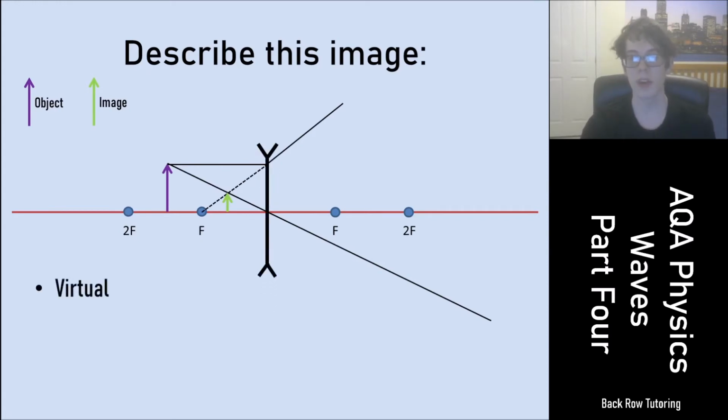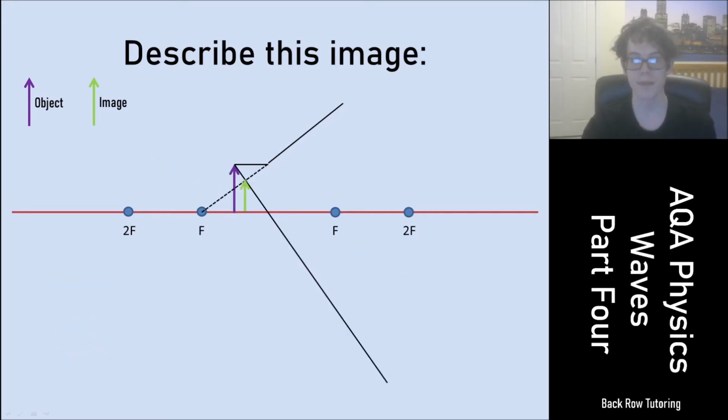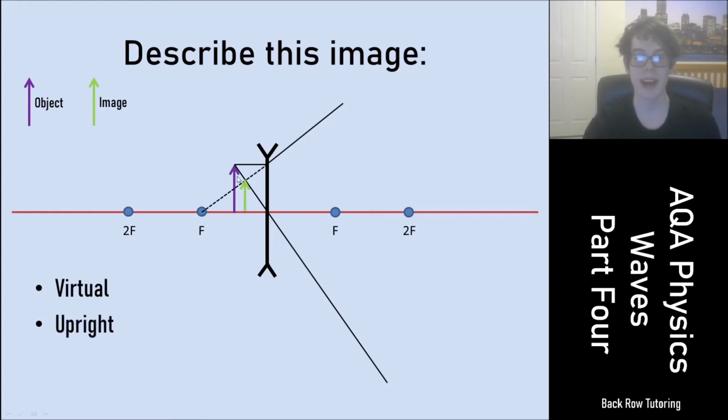Okay, so now let's have a look at some concave lenses. Well, we know that this one's virtual because one of the rays is dotted. It's a virtual ray. We know that this image is upright because it's the same side of the principal axis as the object is. And we know that the image is smaller because the image arrow here is much smaller than the actual object. Again, this one's virtual because one of the rays is dotted. We know it's upright because it's on the same side of the principal axis as our object, and we know that it's smaller because the image is much smaller than the object size.